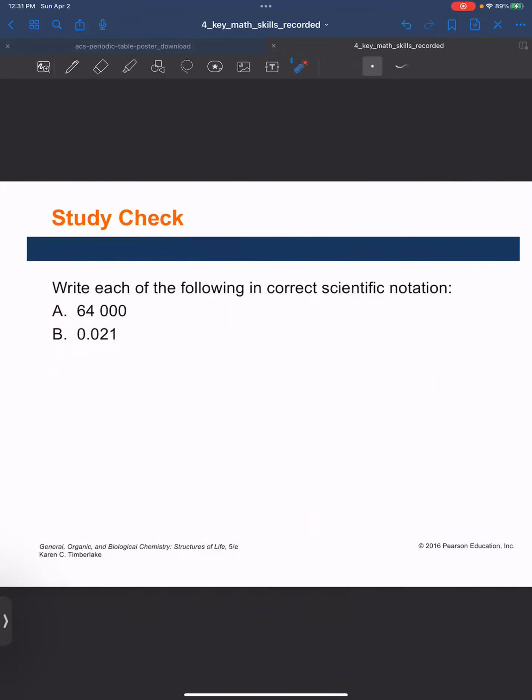So let's pause right here. Pause your video so you can do the study check. Check your knowledge of writing in scientific notation, and join me again to check your work with me.